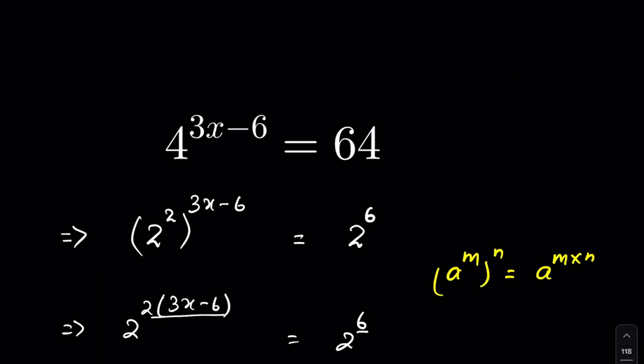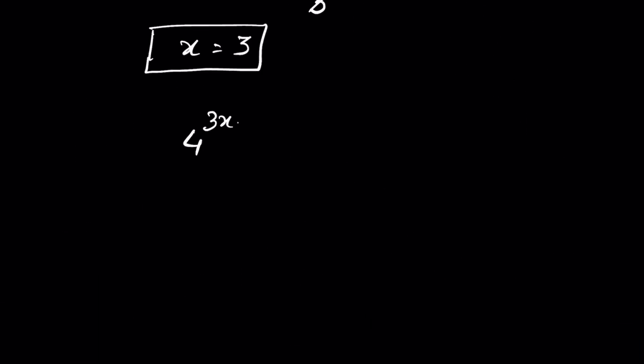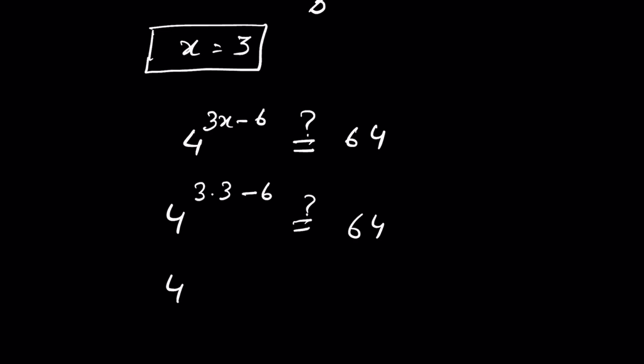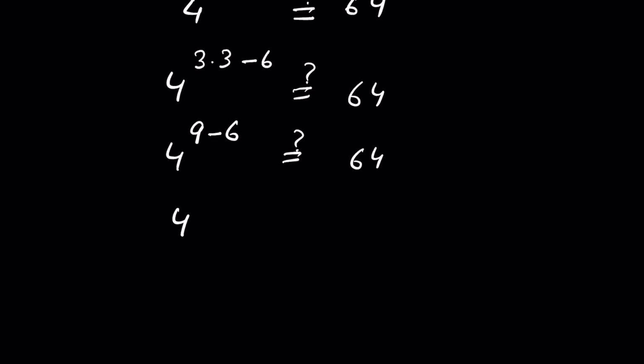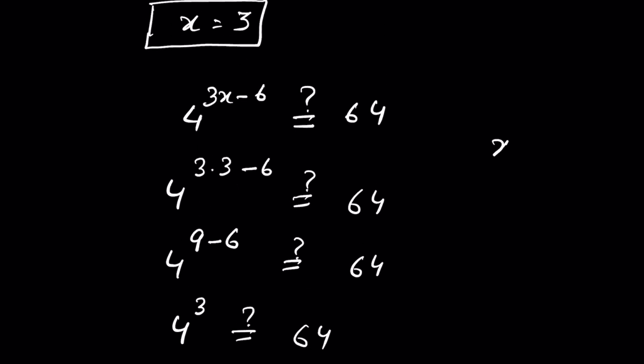Let's verify it. 4 raised to the power 3x minus 6. We have to check whether it is equal to 64 or not. 4 raised to the power 3 times x, x is 3, minus 6, or 4 raised to the power 3 times 3 is 9, 9 minus 6 is 3. 4 raised to the power 3 is 64, LHS is equal to RHS. So one value of x is 3.